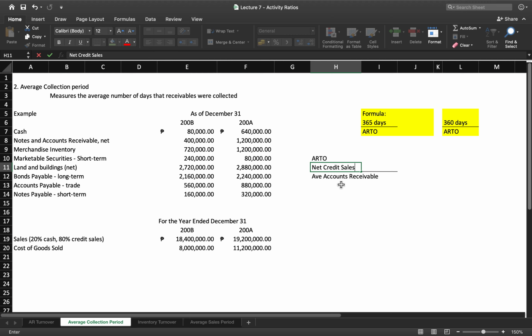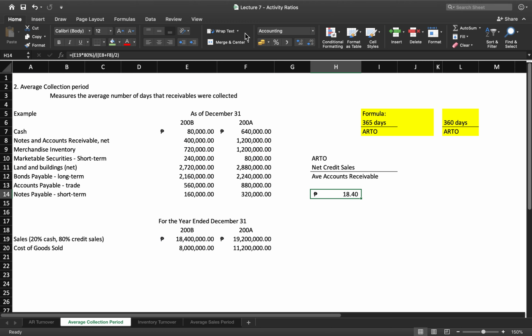As a review nga pala, ang R2 natin, accounts receivable turnover. So, we have solved it before. Net credit sales should be 18.4 million to be multiplied by 80% because 80% pertains to the credit sales. And then we just have to divide it by what? By average accounts receivable. How do we compute for the average accounts receivable? We just add 400,000, which is the ending balance, and the beginning balance is 1.2, divided by 2.